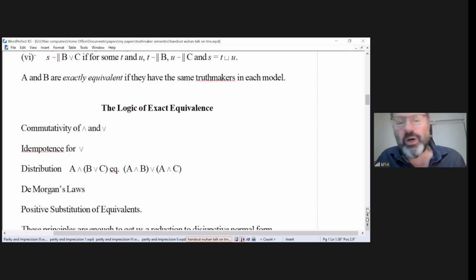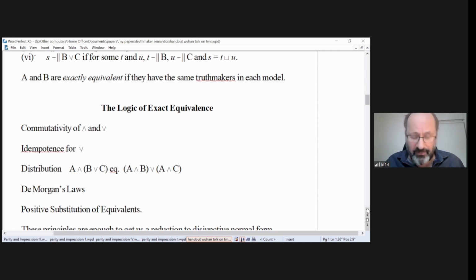You might think, why don't I have general substitution of equivalence? Well, the reason is that two formulas can have the same exact truth makers without having the same exact falsity makers. In fact, if you look at that formula under distribution, A and (B or C) and (A and B) or (A and C), they'll have the same exact truth makers, but they will not, in general, have the same exact falsity makers.